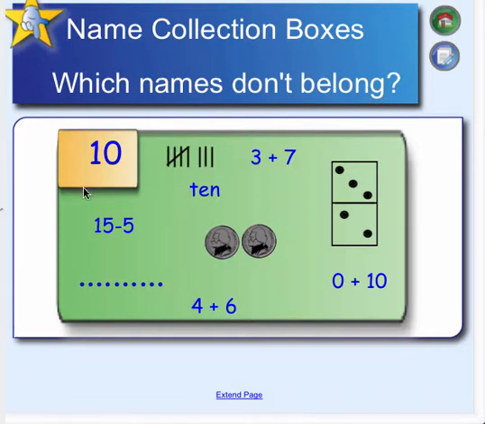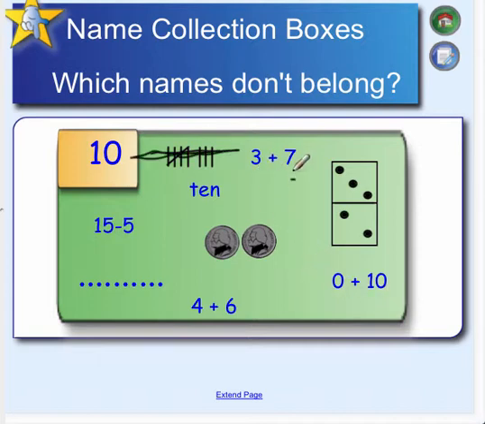I'm looking for ways to get this number 10. If I look over at the tally marks, I have 5 tally marks here plus 3 more tally marks. 5 plus 3 is 8, so that is one example that does not belong. So I'm going to go ahead and just cross it off.